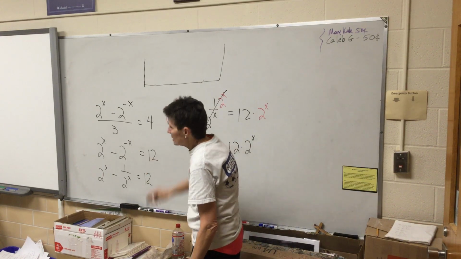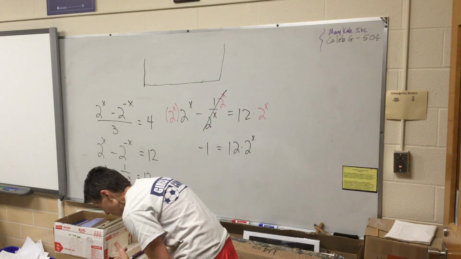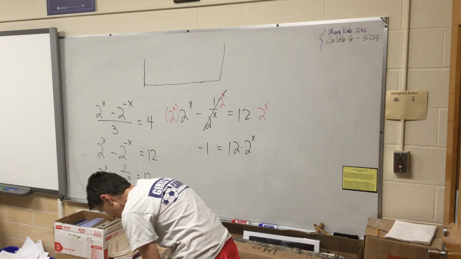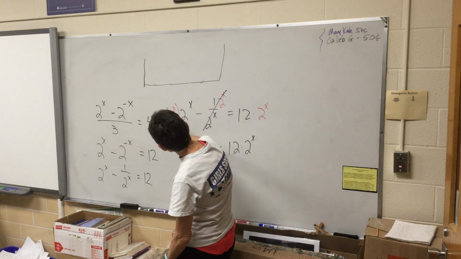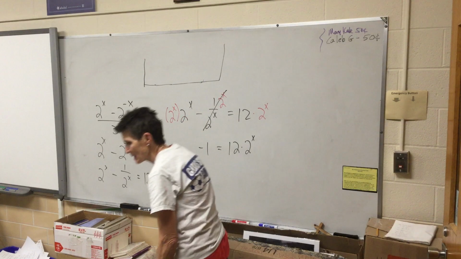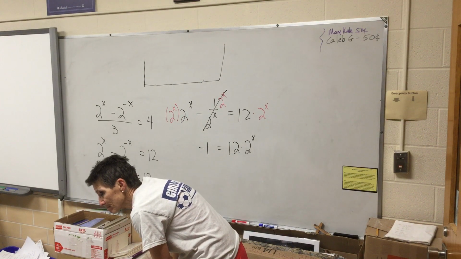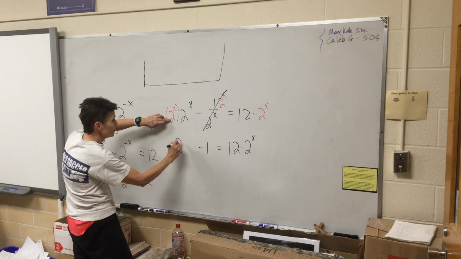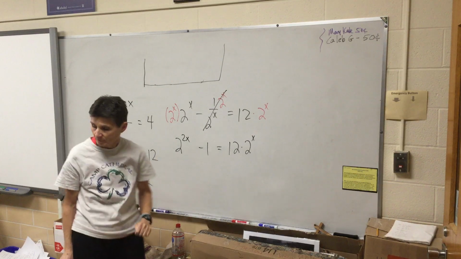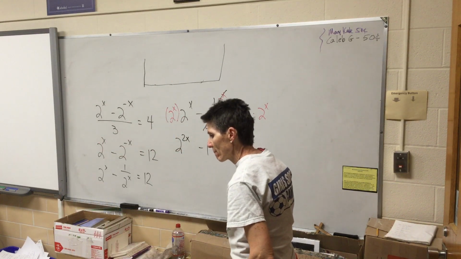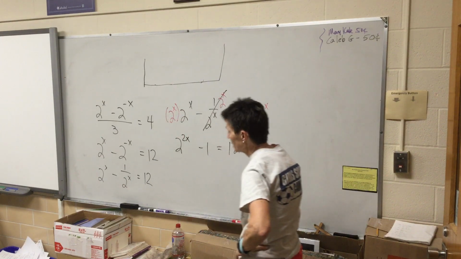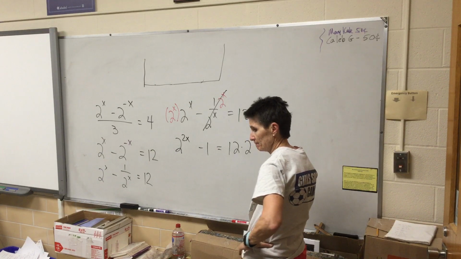Now, think back, all the way back to Algebra 1, and certainly Algebra 2. What do you do when you multiply 2 to a power times 2 to another power? What do you do with those exponents? Don't you add them? You do add them. So this is just 2 to the 2x, because when you multiply like bases, you add the exponents, and x plus x is 2x.